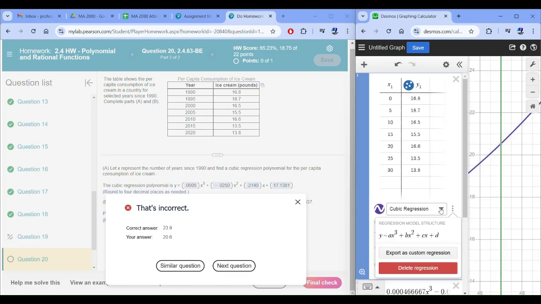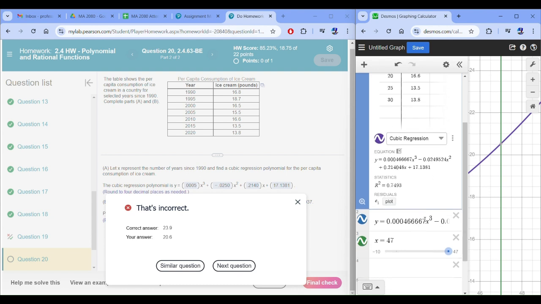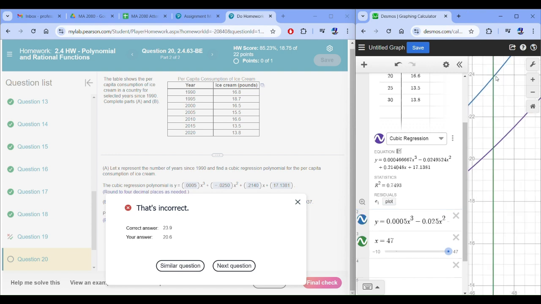Hold on. Wait a minute. Are you kidding me? If I were to make this 0.5, and if I made this 0.025 and deleted everything behind it, I bet you it's gonna... This is annoying. Okay, let's keep going. 0.2140. So if I delete 2140, and then what is this? 17.1381. Okay. So that's what I had, right?